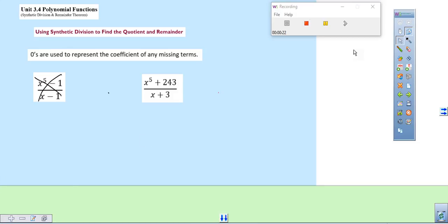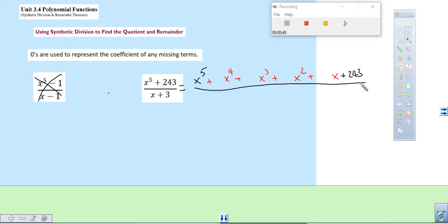In this case, what I want you to see is that I have my x to the fifth, but there's some stuff missing. For example, there's an x to the fourth missing, and an x cubed missing, and an x squared missing, and an x missing. And then we've got the very end, which is plus 243. And all of that is being divided by x plus 3.